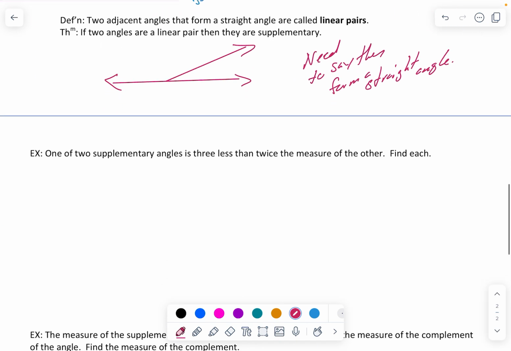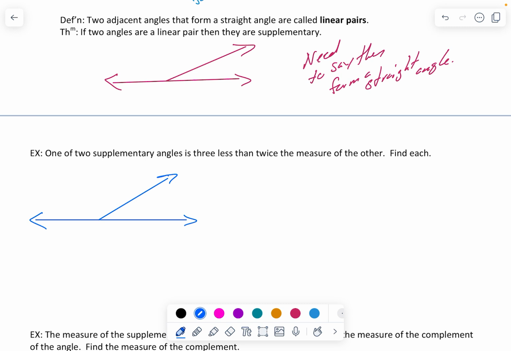So let's do some problems. It says one of two supplementary angles is 3 less than twice the measure of the other. Find each angle. So we start with a picture. So we have two supplementary angles. So I'm going to draw them like a linear pair. Most of the time, that's how I draw my supplementary angles because I can see that they're going to add to 180.